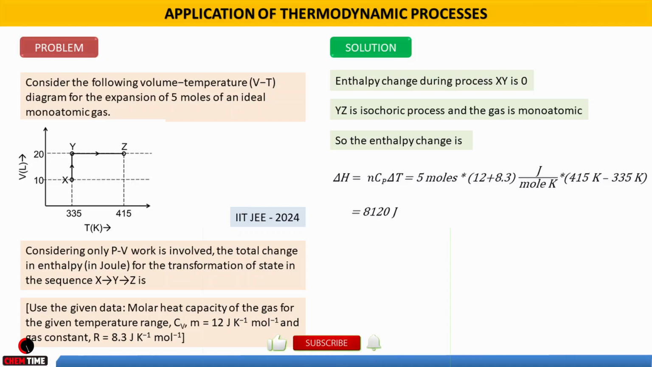Cv is given as 12, and as per the ideal gas relation, Cp is equal to Cv plus R, that is 12 plus 8.3 joules per mole Kelvin, into the temperature difference, that is 415 minus 335, that is 80 Kelvin. So as a result, the enthalpy change will be 5 moles into 20.3 joules per mole Kelvin into (415 Kelvin minus 335 Kelvin), that is 8120 joules.